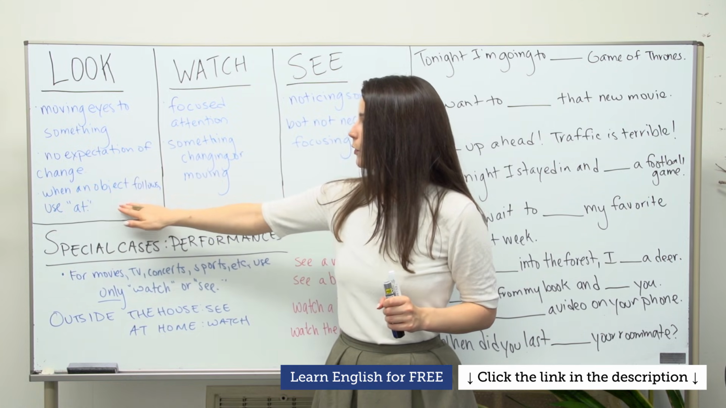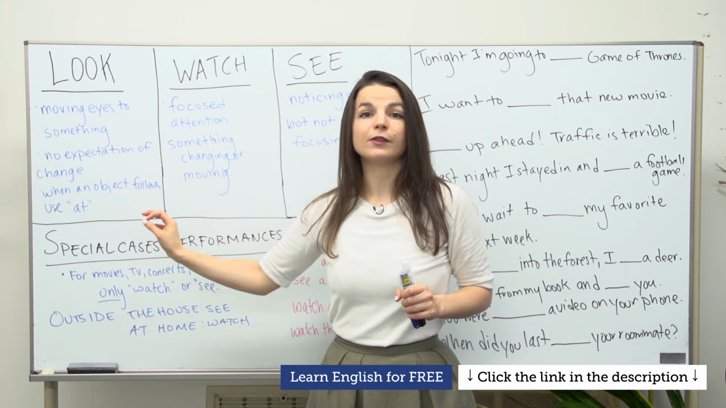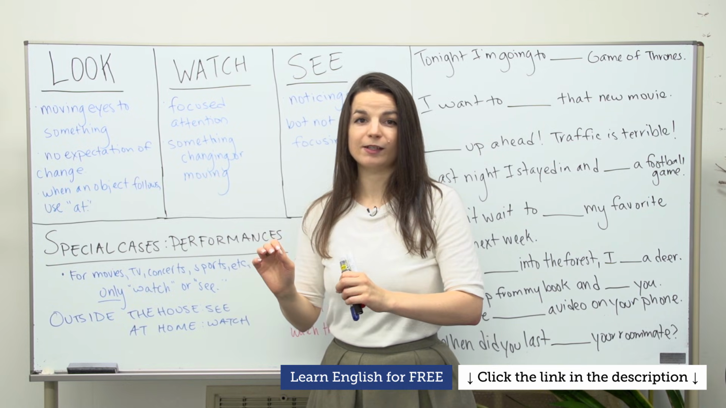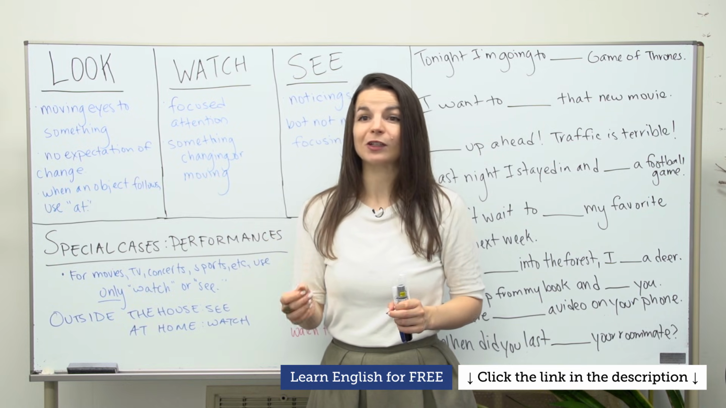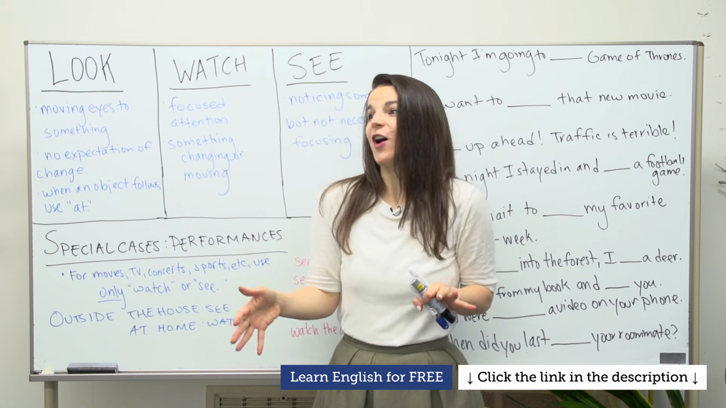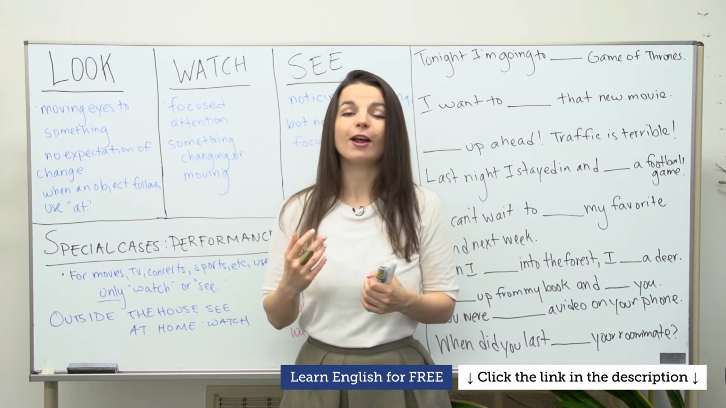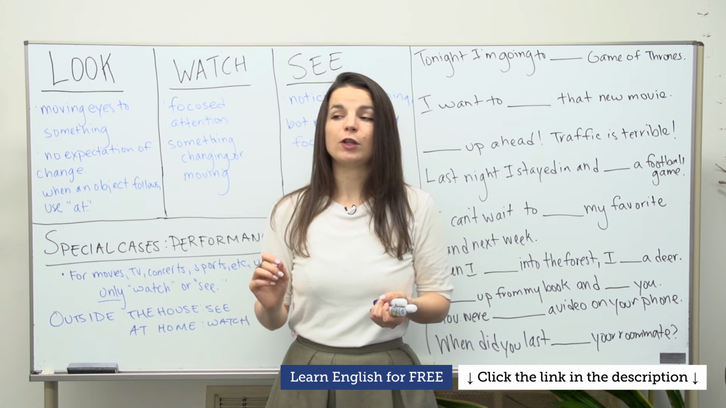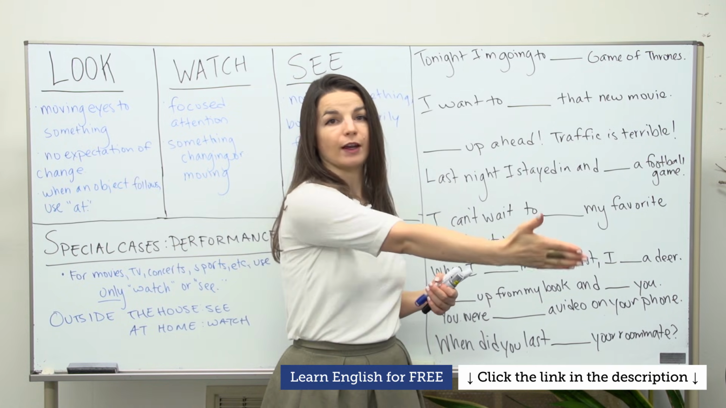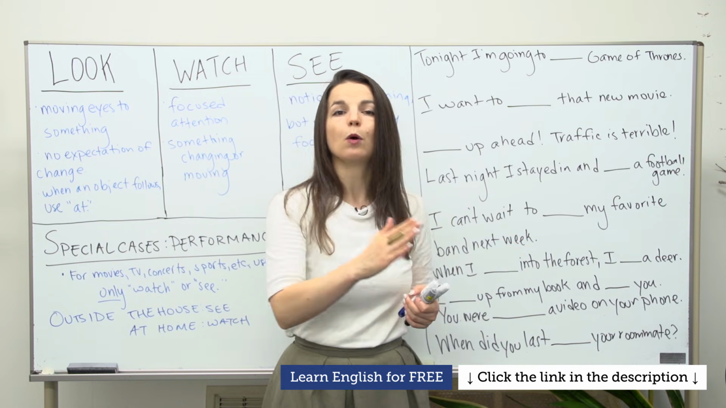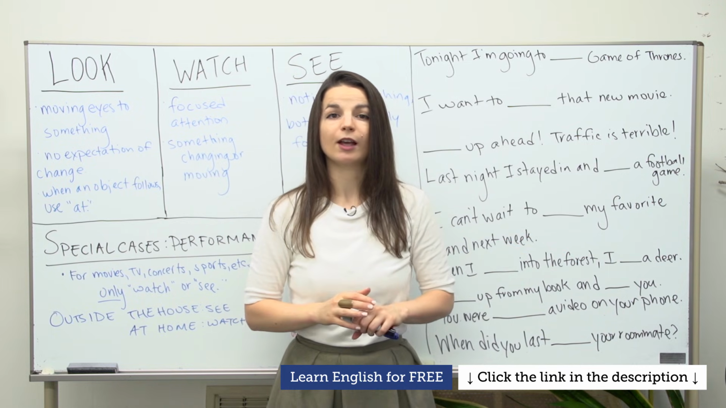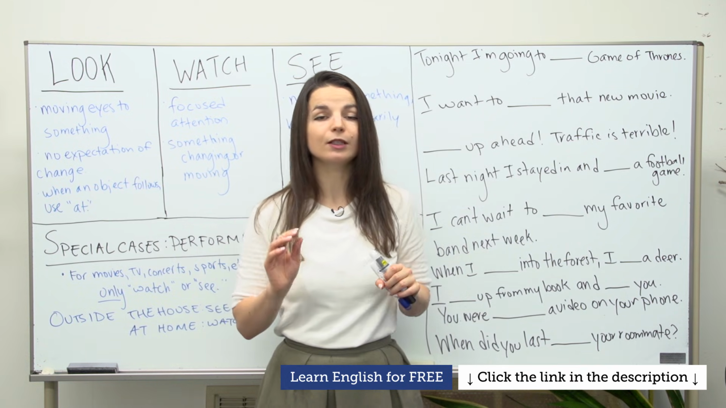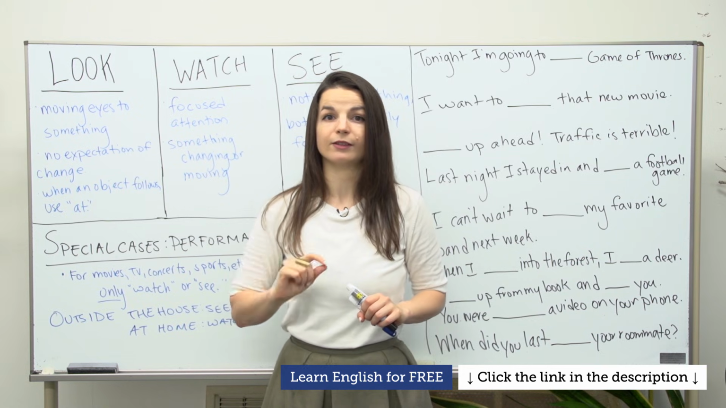Finally, when you use look and an object follows the verb, you need to follow look with at. So for example, look at that, look at me, look at her, look at him. All of these use at because an object follows the verb look. So look at that thing. When you use an expression like look over there, there's no object there. So only when there's an object after the word look, you need to use at to connect the two. Okay, so remember, look is used when you're simply moving your eyes to something.